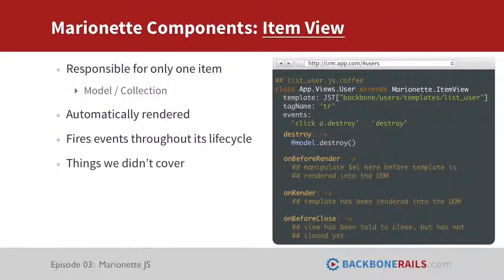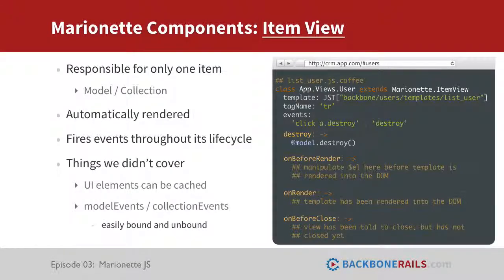A few things we didn't cover, but definitely worth mentioning. You can cache the DOM elements within your item view, so there's not a performance penalty every time you need to operate on one of those. And when you need to bind item views to specific model events or collection events, you have an easily configurable way to do that, which Marionette provides for you.